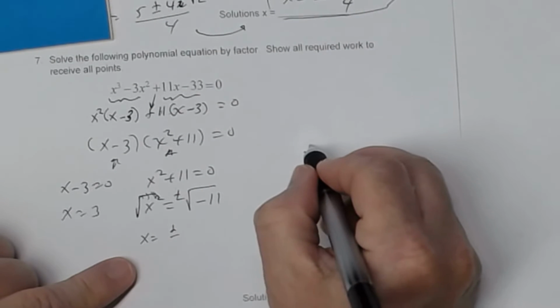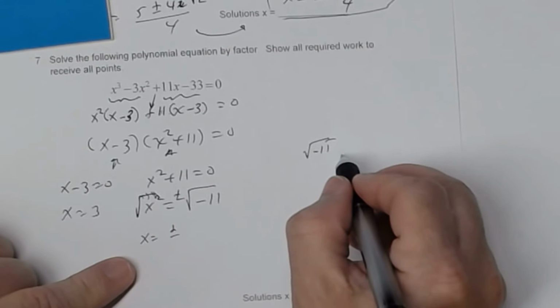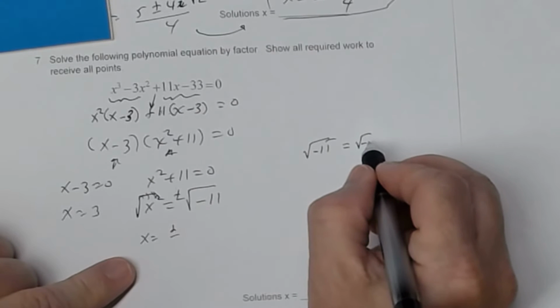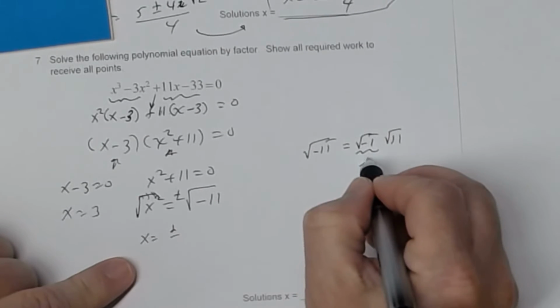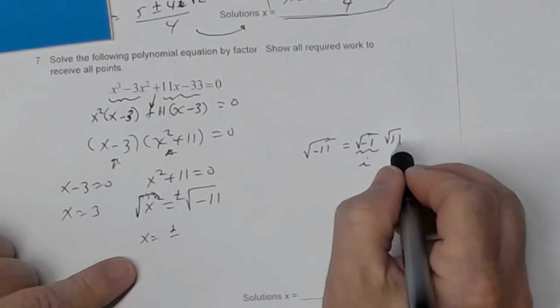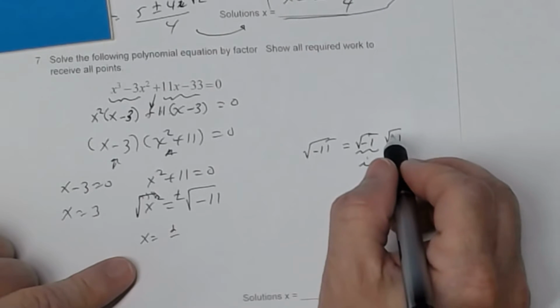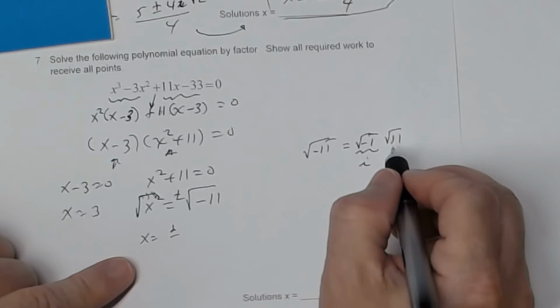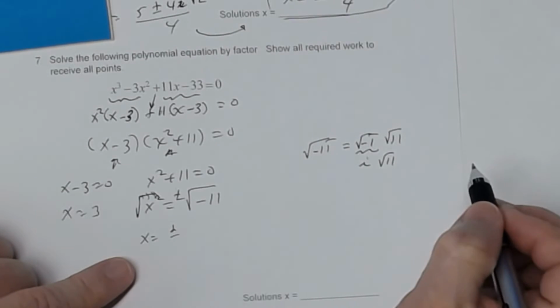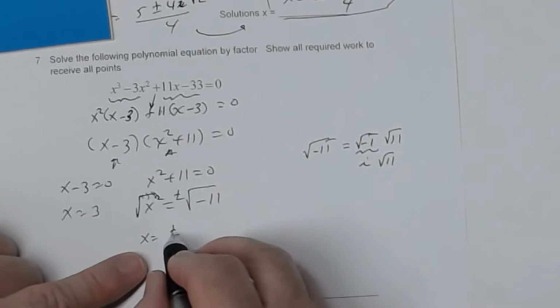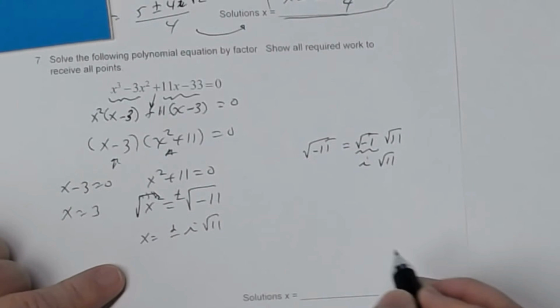And then you have to remember, the square root of negative 11 means the same thing as the square root of negative 1 times the square root of 11. The square root of negative 1 is i. 11 is a prime number, so the only perfect square that goes into 11 is 1. That means I cannot simplify the square root of 11. So I get plus or minus i square root of 11.